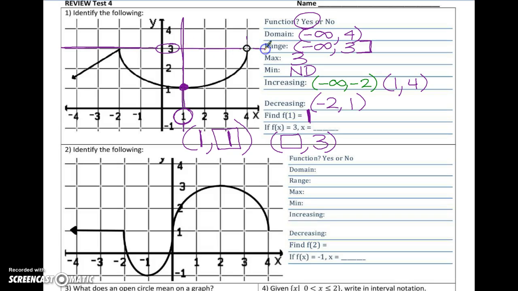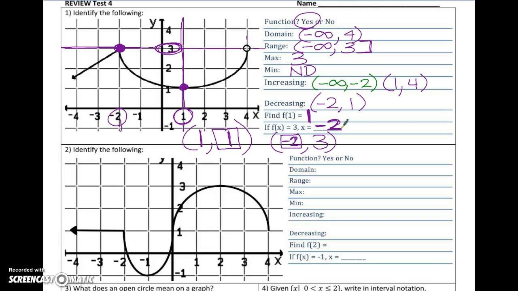And if we look at this, here it doesn't count. So that's not an actual point. So I'm going to go to this one that is an actual point. So if the output is 3, I have this point right here. If I were to name that point, it is -2, 3. Right here, -2, 3. So the input is -2 if I want an output of 3.